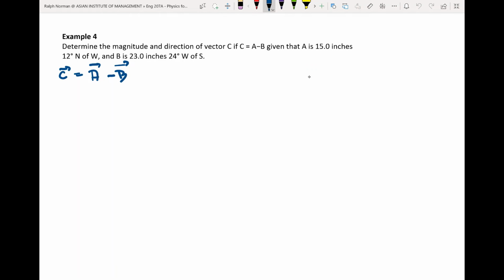Online classes problem. But recall kanina yung sa subtraction of vectors. You can also represent this in a different way. This is also equal to plus, and what we know of negative vectors is just that we have yung B here, the vector B, it's just pointing in the opposite direction, meaning it's not 24 degrees west of south. It's what? Okay, let's plot it out para makita natin.